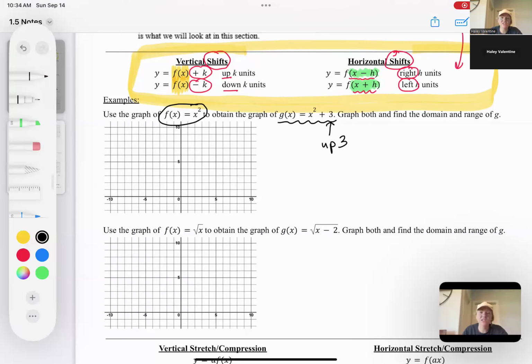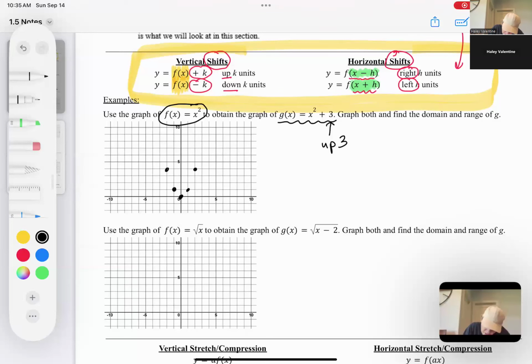Notice it asks us to graph both of them. So I'm going to start real quick by graphing my parent function. Think about 0 squared is 0, 1 squared is 1, 2 squared is 4, and even if you plug in the negatives, it will also be reflective like that.